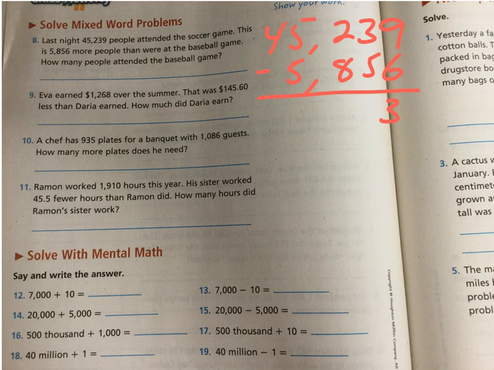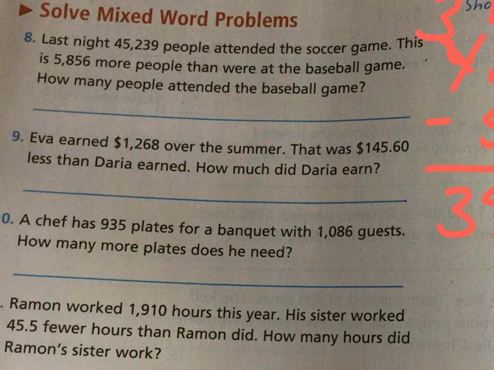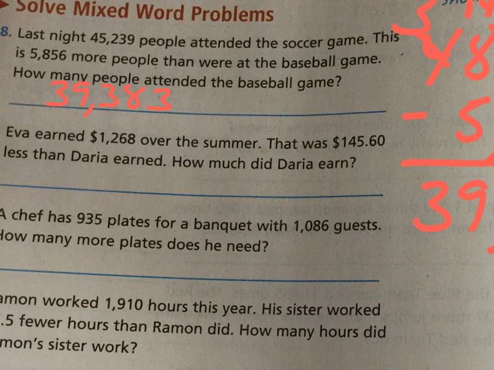When I subtract, 9 minus 6 is 3. Got to borrow. 13 minus 5 is 8. Got to borrow again. And we're going to have to borrow one more time here. 11 minus 8 is 3. 14 minus 5 is 9. That means 39,383 people attended the baseball game. And that would be people. That's what we're talking about there.